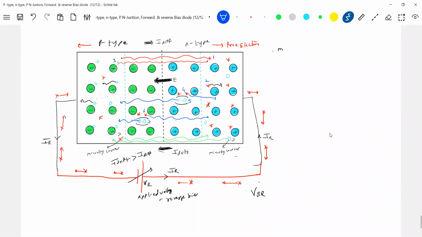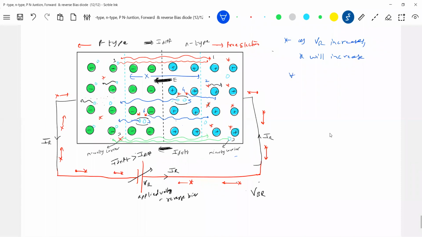Let's get into this one. As I increase the reverse bias, the width of depletion increases. As the width of depletion increases, the amount of charge in the depletion layer will increase. Let me give the symbol X here. Let me summarize: as VR increases, X will increase.